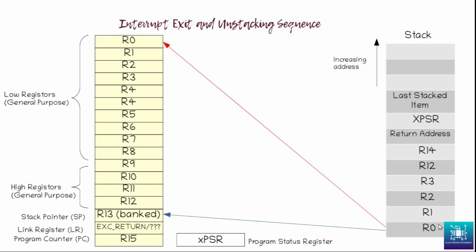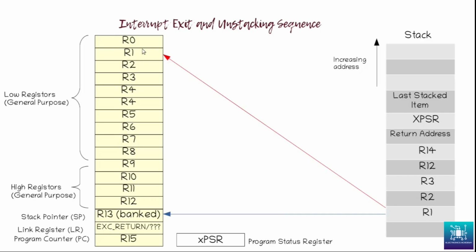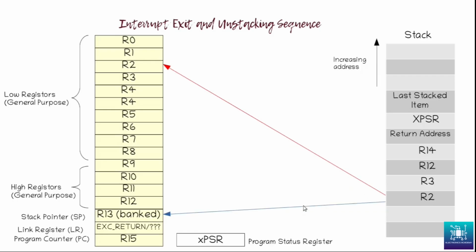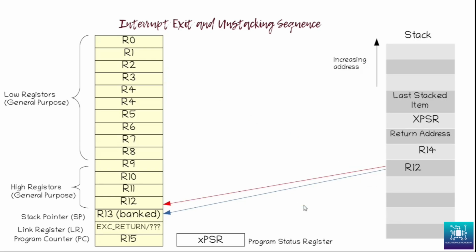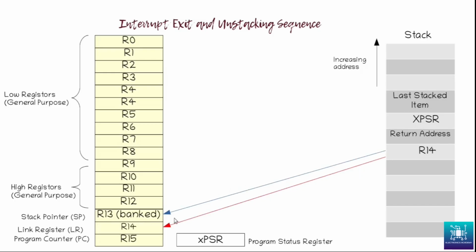So now the first part is the R0 is copied back to the main register R0. That is, the R0 value on the stack is copied back, and the stack is still pointing here. In the next stage, R1 is copied back and the stack pointer is pointing to R1. Next stage happens with R2. Same procedure. R3, R12, okay, R14, okay. So now the link register gets filled with R14.